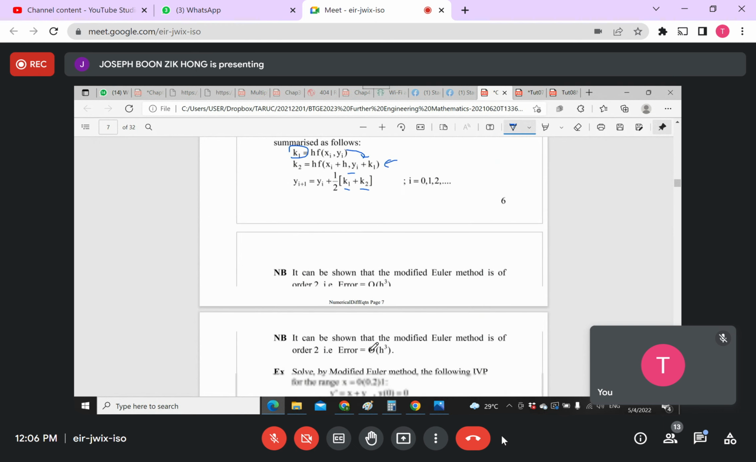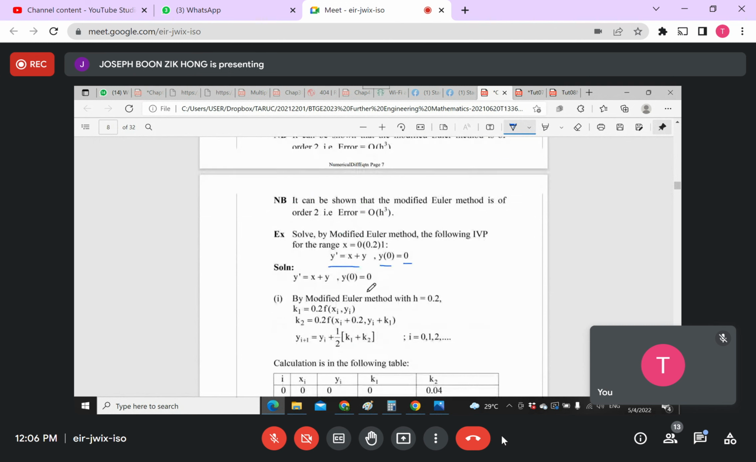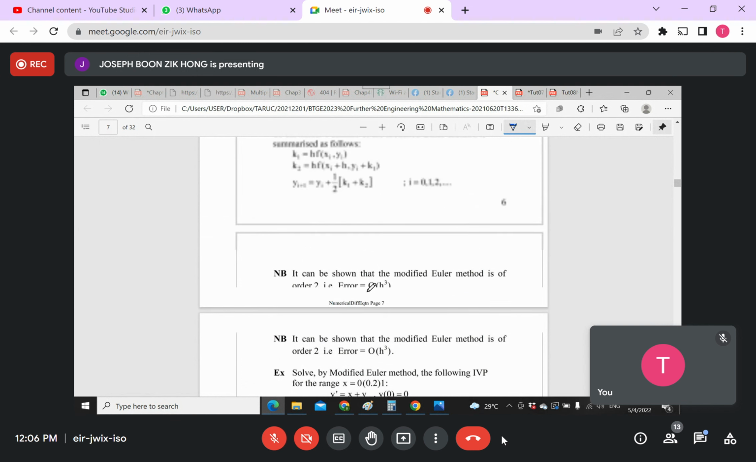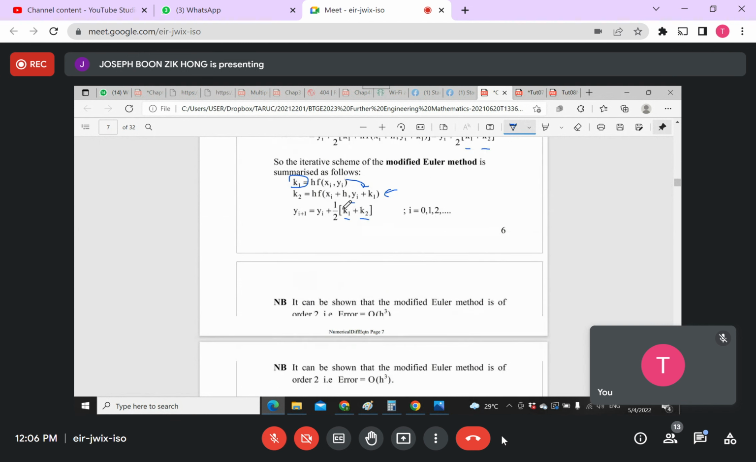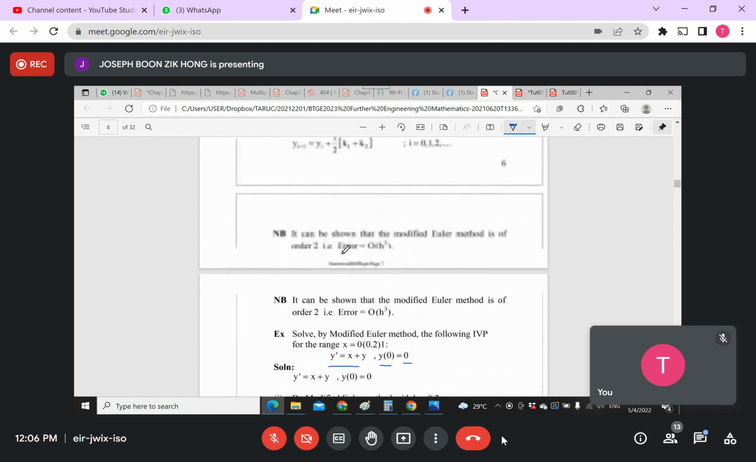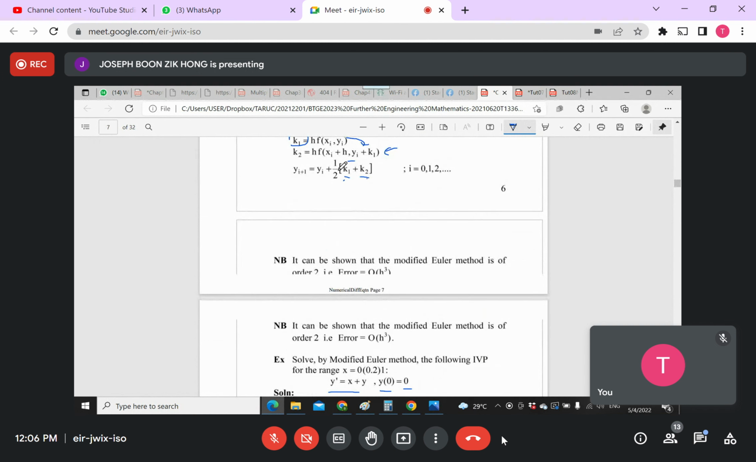Okay, so now let's see. So this one basically is more steps. It's not like Euler method, because for Euler method you only need to find the K1 and then plus your yi, then that's all. Then you will get the next one already. It's much simpler. But this one, you need to find the K1, K2, and then add them together in order to get the next one.